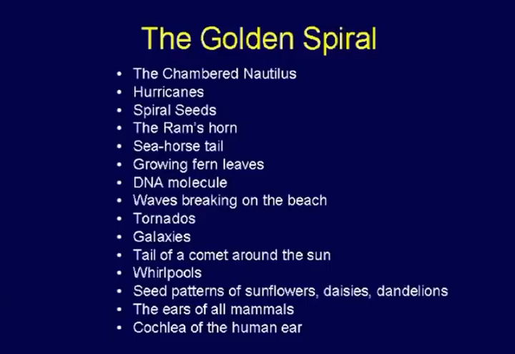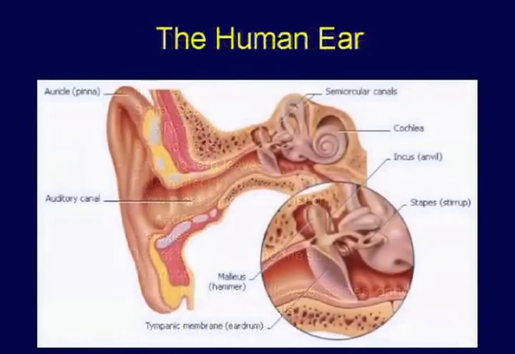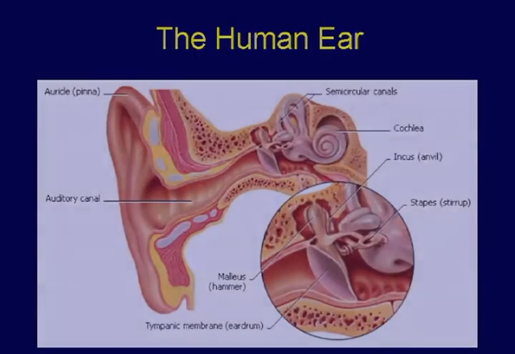You find that in the hurricane, spiral seeds, the ram's horn, the tail of a seahorse, fern leaves, the DNA molecule. You'll find it in waves breaking on a beach, tornadoes, galaxies, the tail of a comet around the sun, whirlpools, seed patterns of sunflowers, daisies, and dandelions, the ears of all mammals, and especially the cochlea of the human ear. You have one in your ear that helps convert the sound vibrations into pulses that the ear can transmit to the brain. We'll talk a little bit more about that as we go.